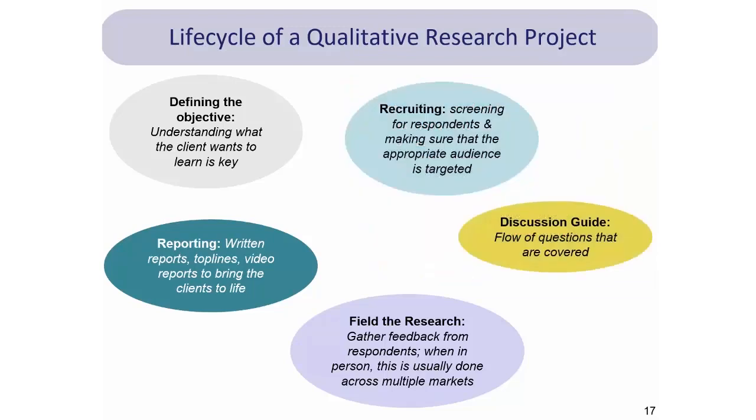So that, in a nutshell, is the life cycle of a qualitative research project. So we've got defining the objective, the recruiting process, the discussion guide development, fielding the research, actually going out and talking to people, and then reporting and writing the analysis, and then summarizing what was learned in the course of the project. So that's the life cycle of a qualitative research project.